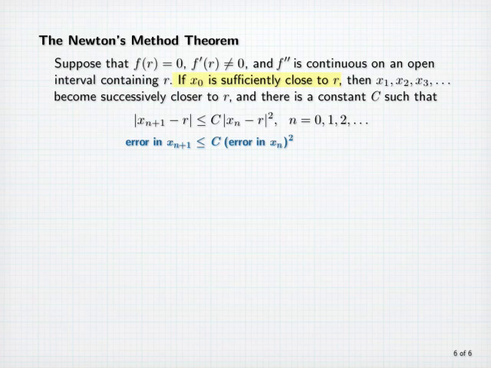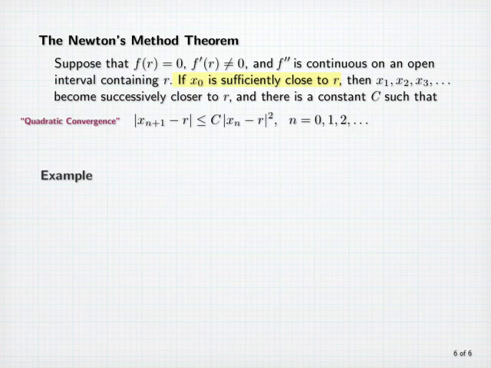So, for example, if xn is within 10 to the minus 3 of r, then we expect xn plus 1 to be roughly within 10 to the minus 6 of r. This tells us that the error decreases very, very rapidly once the error becomes small. In fact, a good way to think about this is once we're close to the root, the number of decimal places in our approximation roughly doubles at every step. This is often called quadratic convergence.